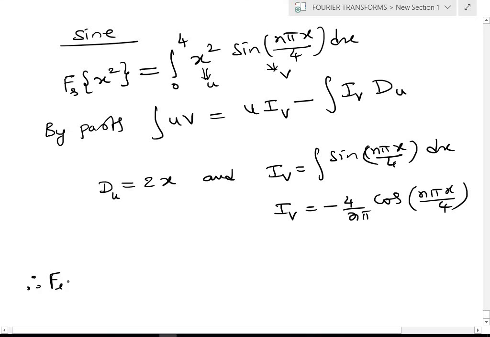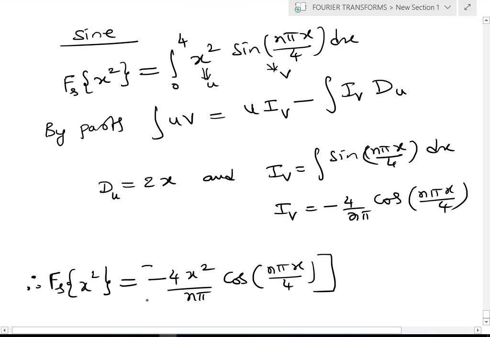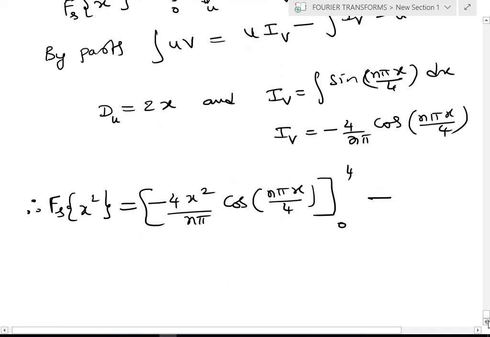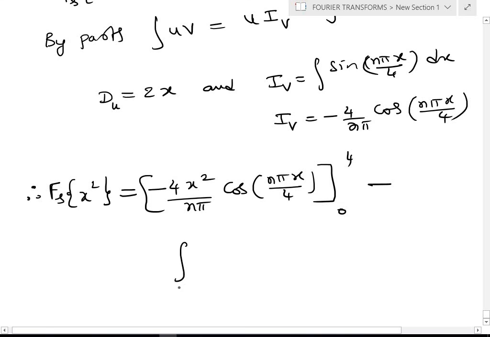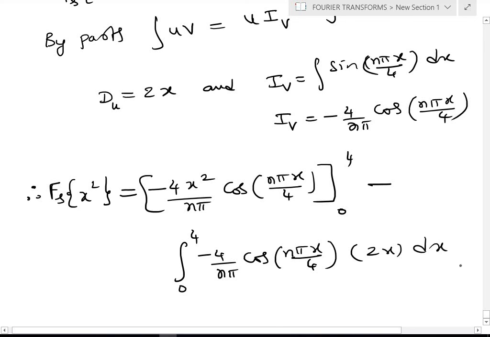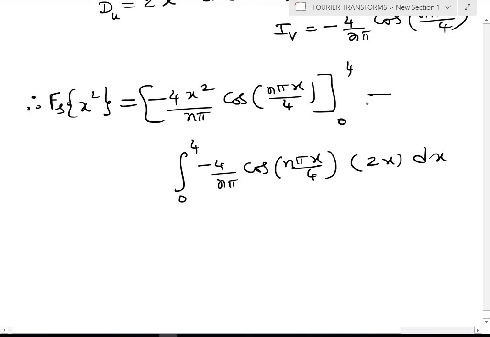Therefore the Fourier sine transformation of x square will be equal to, by parts we are doing, the first one is u into integration of v, so that is x square multiplied by minus 4 divided by n pi into cos of n pi x by 4, and don't forget to put the limits from 0 to 4. Then there will be a minus sign, then integration from 0 to 4 of integration of v, that is minus 4 by n pi into cos of n pi x by 4, and differentiation of x square, that will be 2x, again with respect to x.